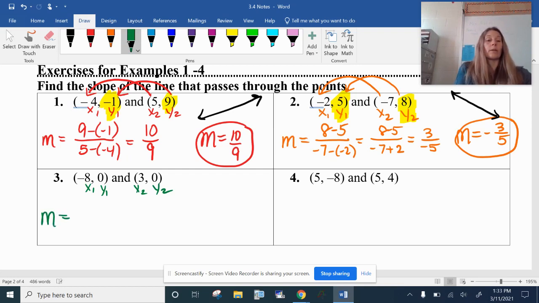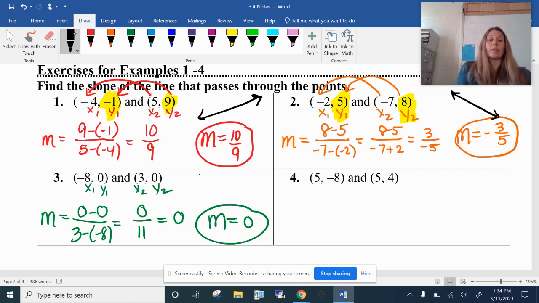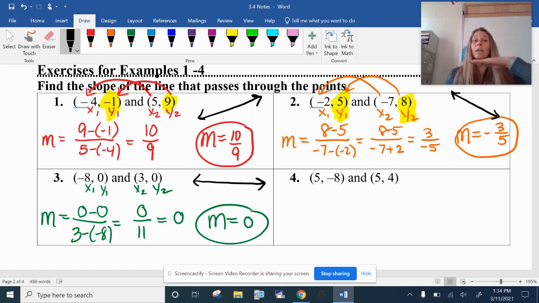So my slope is 0 minus 0 on the top. Notice those were the same. So now I'm going to do 3 minus -8 on the bottom. I end up with 0 over 11 because the minus the negative changes to a plus. Remember, when 0 is on the top, it just equals 0. So the line that I would expect here is horizontal, just a flat line, no slope.